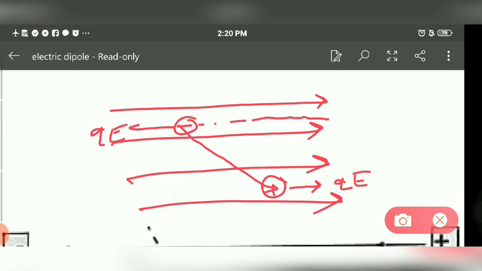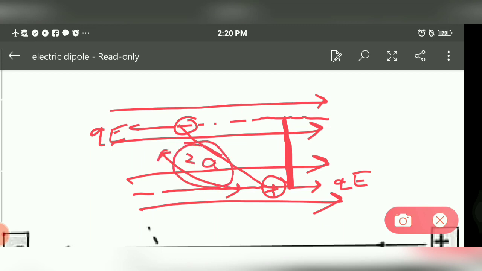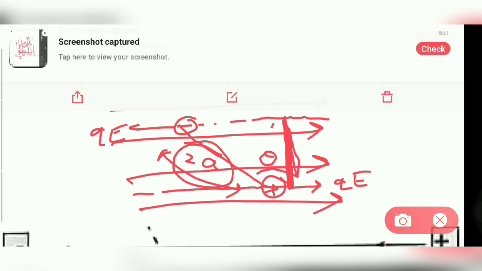This force is acting along this line. This force is acting along this line. This is the perpendicular distance between these two forces. I have to calculate this. If this distance is 2a, and this angle is theta, then we can find this.